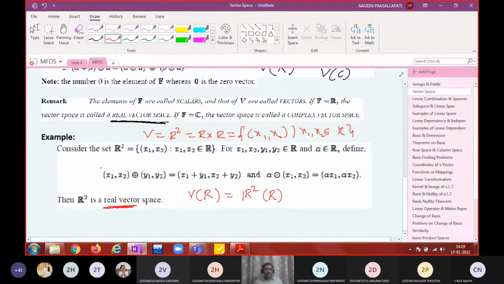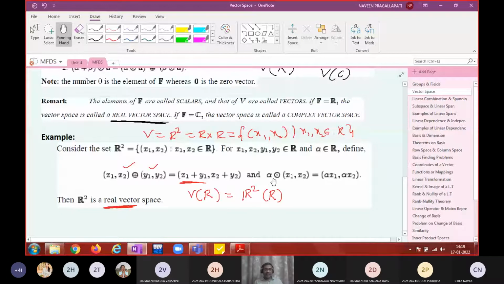With respect to what operations? With respect to addition of two ordered pairs. How do you add two ordered pairs? You add the corresponding elements of the ordered pairs. (X1, X2) plus (Y1, Y2) is nothing but (X1 plus Y1, X2 plus Y2).